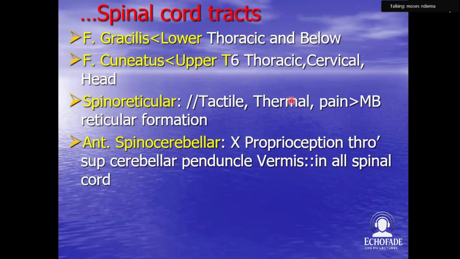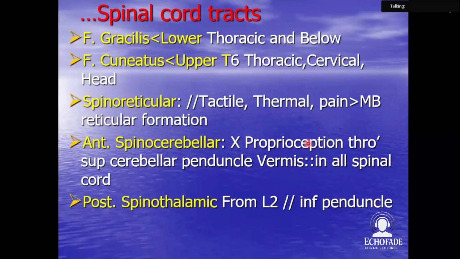Anterior spinocerebellar, from the spinal cord to the cerebellum. These ones are proprioception, detection from the muscle spindle apparatus within the muscles, Golgi tendon apparatus. So these ones will be carried through spinocerebellar to the cerebellum so that you can have change of movement or muscle tone.